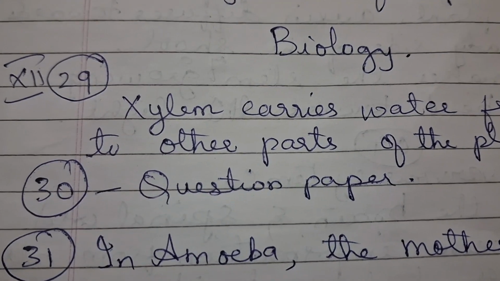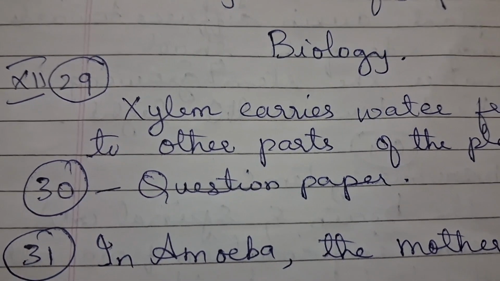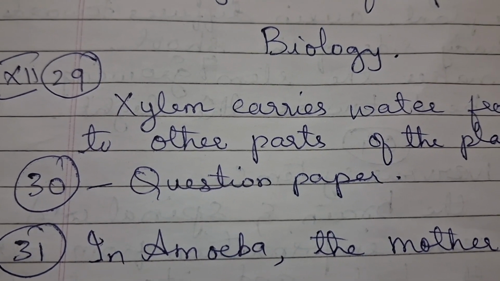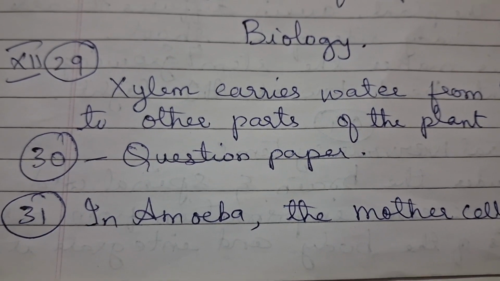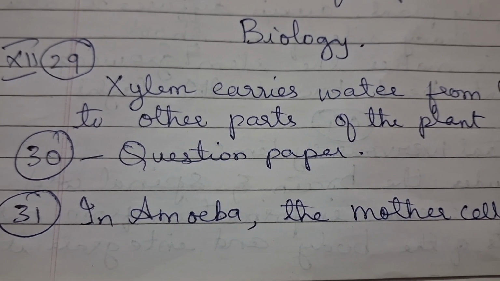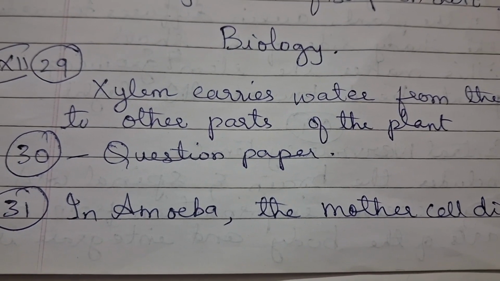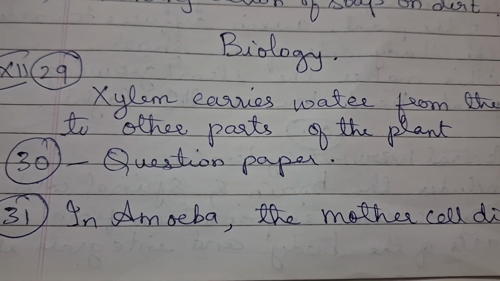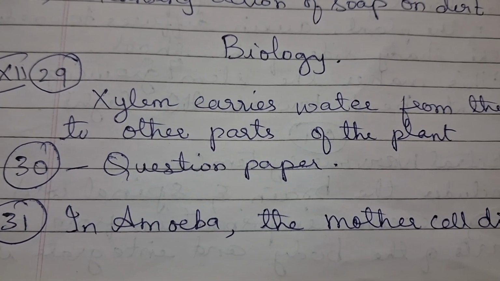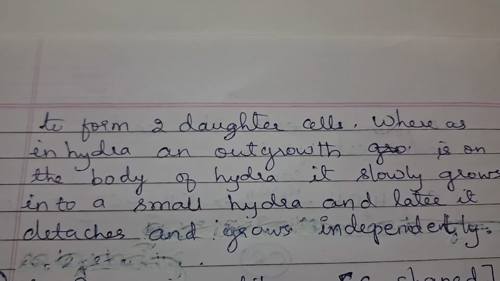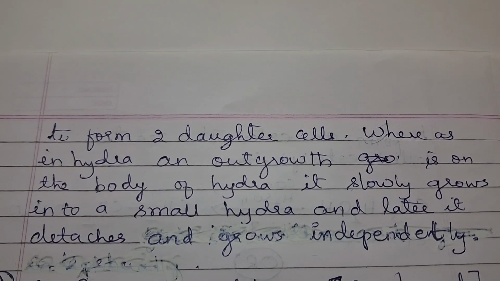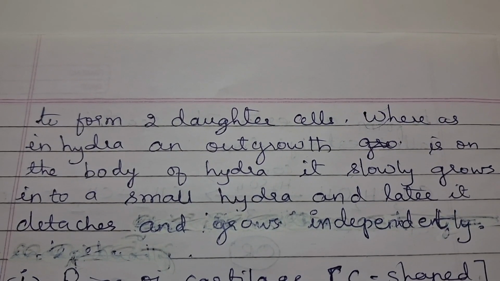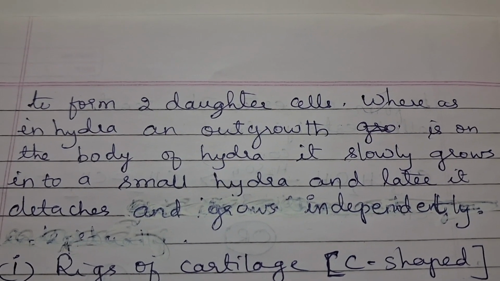Next part is biology. 26, 27 and 28 are subjective type. It is marked in the question paper. And the 29 answer is given. 30 is also given on the question paper. It is just marked. Then 31, difference between binary fission in amoeba and budding in hydra. This is the answer. A detailed video is also given in my channel. You can view that.